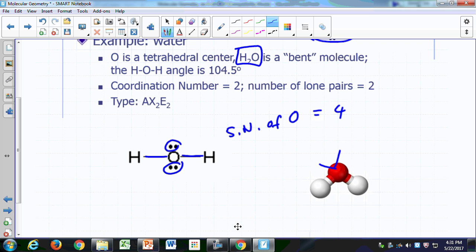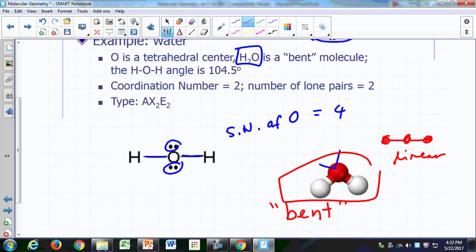So when you're describing the shape, we say the water molecule is a bent molecule. Anytime you only have 3 atoms, there's only 2 ways to describe it. Either the atoms are in a straight line, in which case it is linear, or the shape is bent, as with the water molecule. The oxygen center is a tetrahedral center. You'll notice this oxygen has 2 atoms attached to it, so its coordination number is 2, and the number of lone pairs is 2. So this molecule, we say, is type AX2E2.